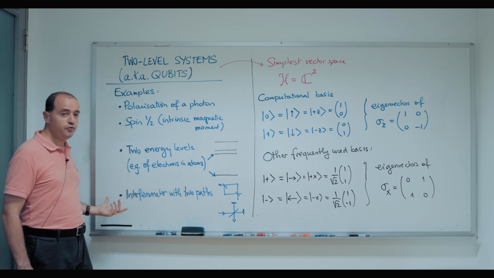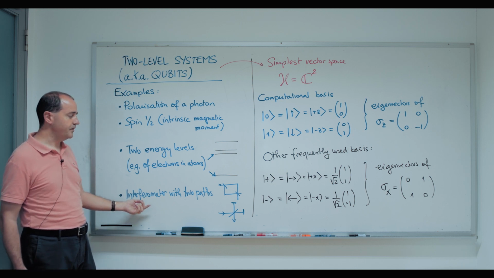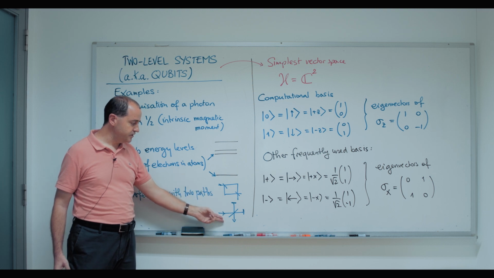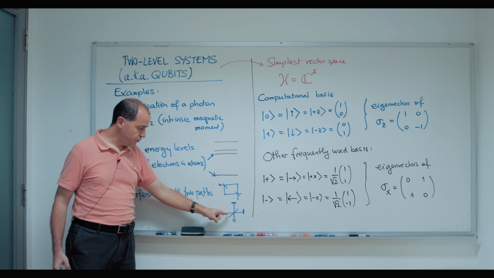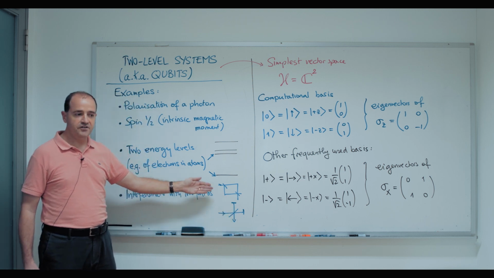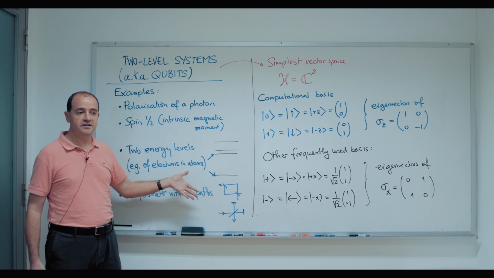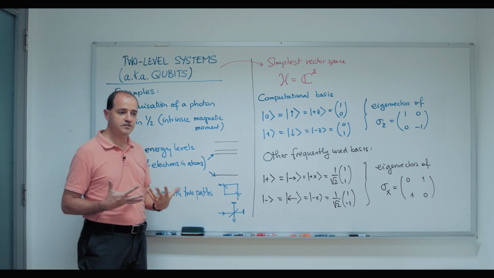And another example, finally, just to continue with examples, would be an interferometer with two paths. I've drawn here the Mach-Zehnder interferometer and the Michelson interferometer. In both cases, there are only one or two paths. And again, the theory of these interferometers would be done with the same mathematical formalism. So let's now move to the mathematical formalism.